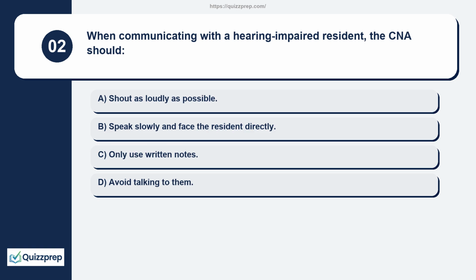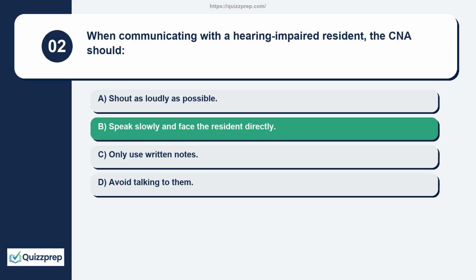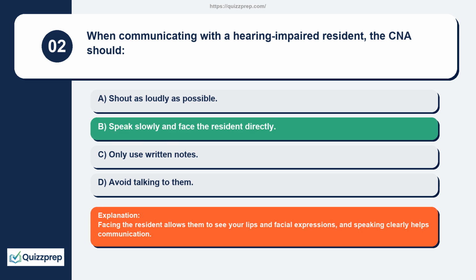Question 2. When communicating with a hearing-impaired resident, the CNA should: shout as loudly as possible, speak slowly and face the resident directly, only use written notes, avoid talking to them. Facing the resident allows them to see your lips and facial expressions, and speaking clearly helps communication.